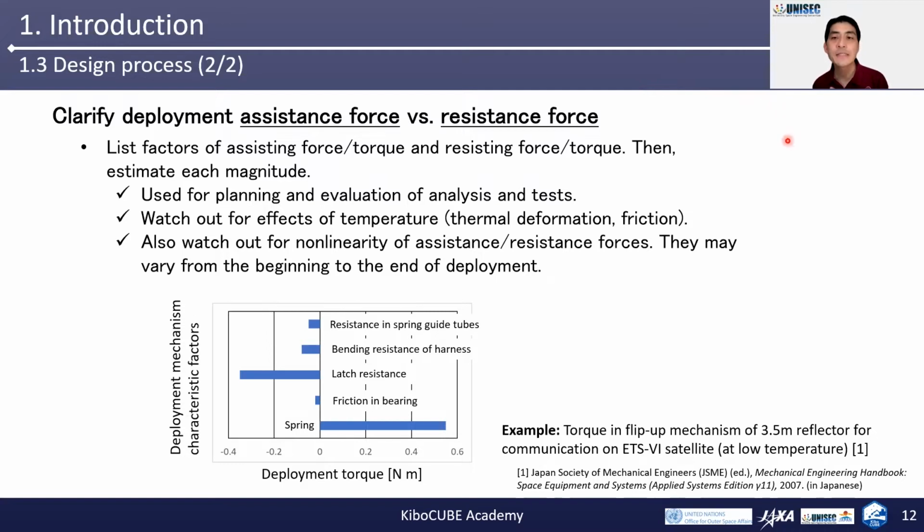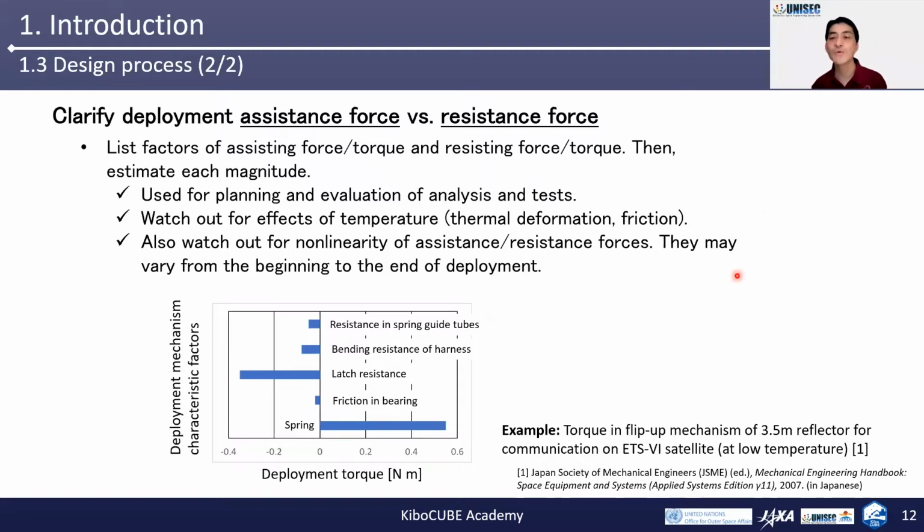So first, please list what the factors of these forces or torques are. This figure shows an example of the torques in the mechanism of reflector deployment. A positive value is a deployment assistant torque, and the negative values are deployment resisting forces. Second, please estimate each magnitude. These estimates are used for planning and evaluation of analysis and tests for the mechanism.